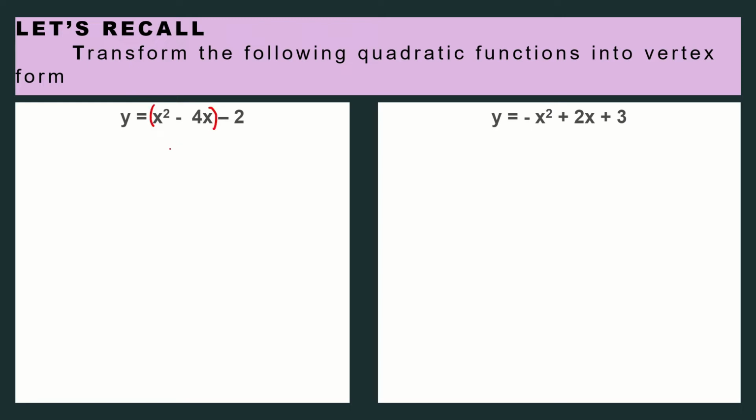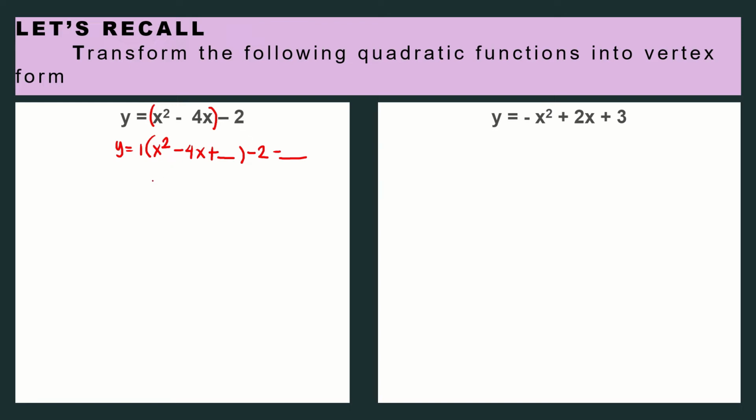Next is we're going to factor out a. Since our a here is 1, we're going to divide this by 1. So that's x squared divided by 1. The answer is x squared. Negative 4x divided by 1 is negative 4x. Then we're going to add blank space here. Minus 2 minus blank. So we're going to make this a perfect square trinomial.